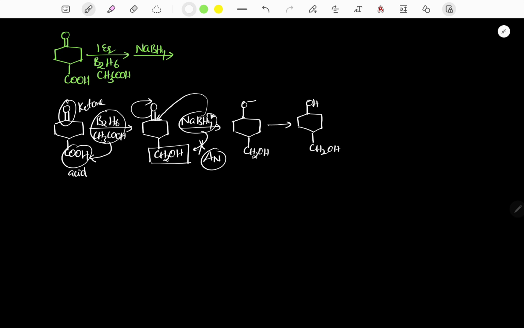And we know that NaBH4 does not reduce acid, ester, amide, cyanide, nitro, and epoxide. So these functional groups cannot be reduced by NaBH4.